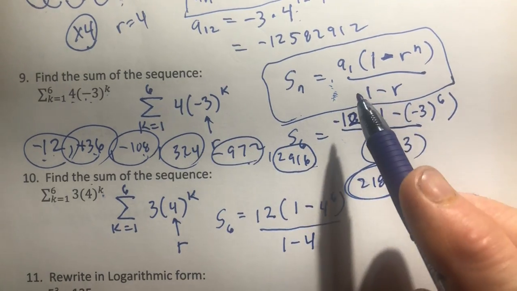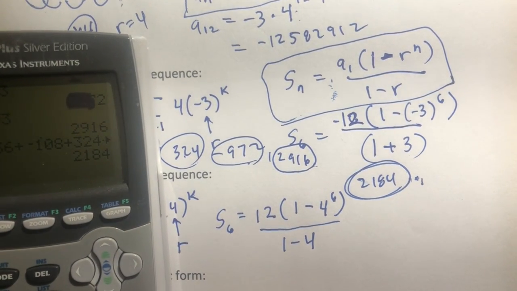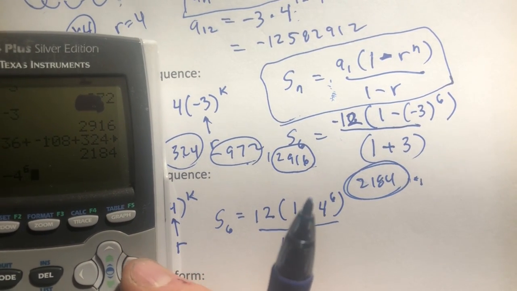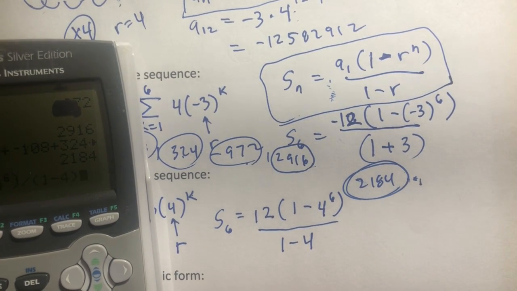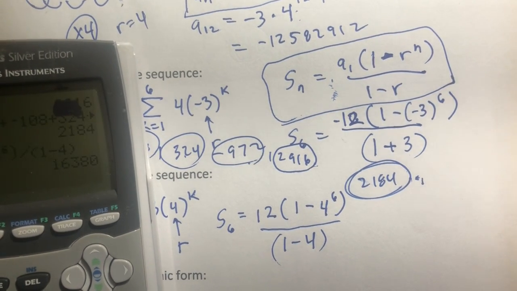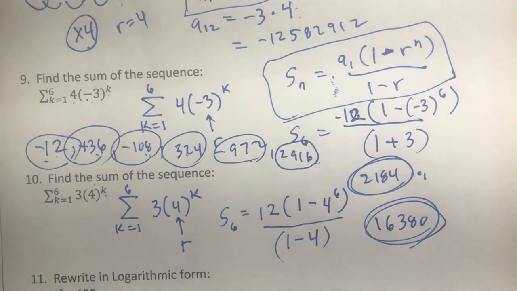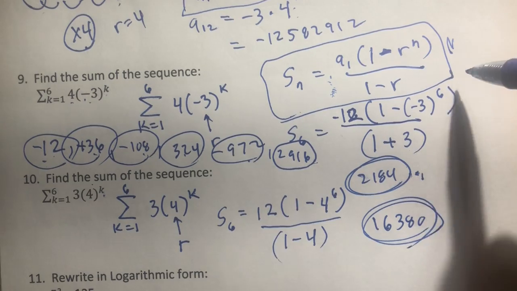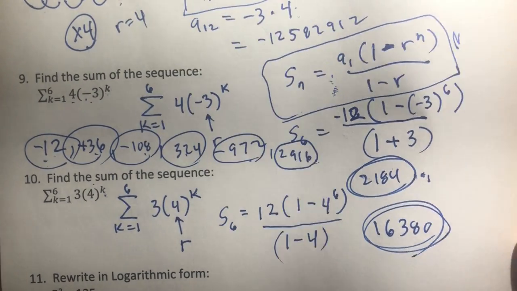Okay, so I'm just using this formula right here and putting the numbers in. All right, so it's going to be 12, and then 1 minus 4 to the 6th power, close up in parentheses, divide by, and then parentheses again, 1 minus 4. You have to put this in parentheses when you punch it in. And that's going to be 16,380. Okay? But that's the formula. Write these down, these formulas that I've given you in this video, because you'll probably need them.